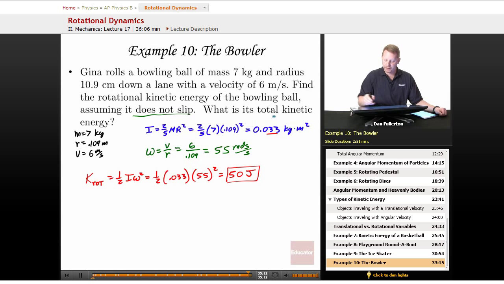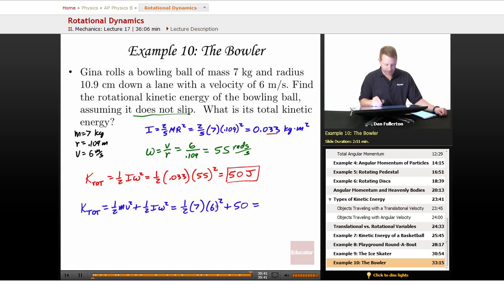What about its total kinetic energy? Well, total kinetic energy is going to be 1/2 mv squared plus the rotational 1/2 I omega squared, which is going to be 1/2 times our mass, 7, times the velocity, 6, squared, plus, well, 1/2 I omega squared we already said was 50 joules. So 1/2 times 7 times 6 squared, 36, plus 50. I come out with about 176 joules for its total kinetic energy, rotational plus translational.